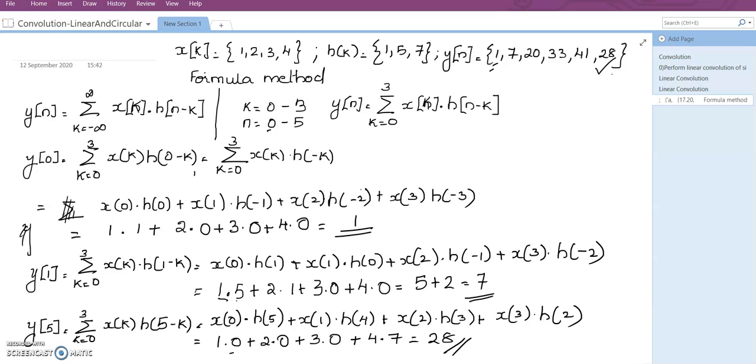So far we have looked into linear convolution, and we have looked into the case where linear convolution is done using the tabular method as well as the formula method. In the next video, we will look into the graphical method.